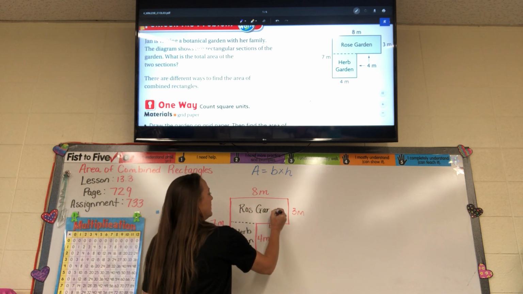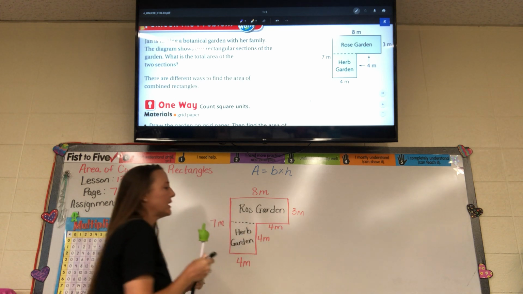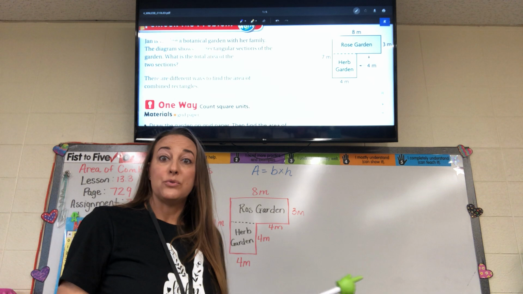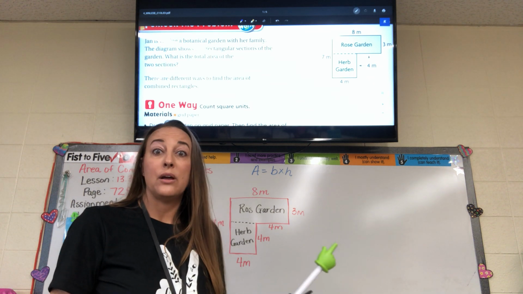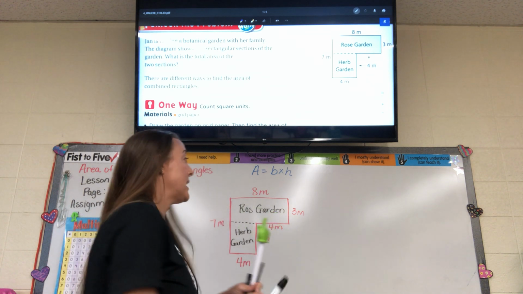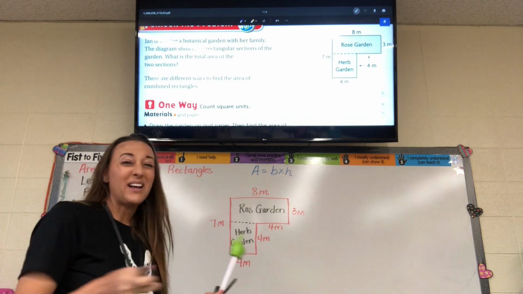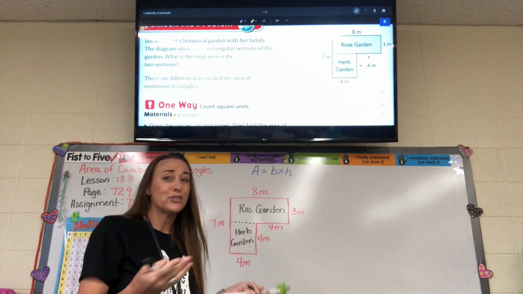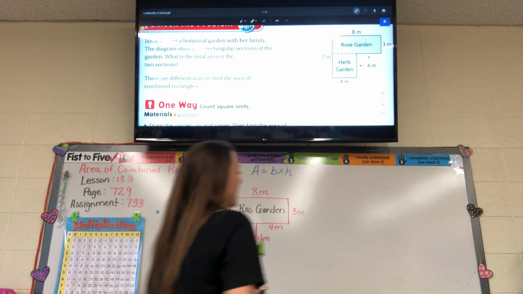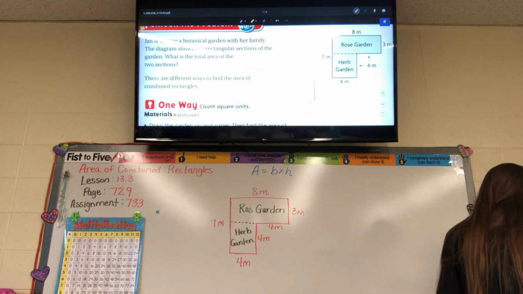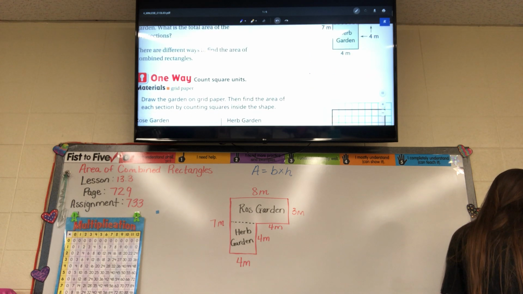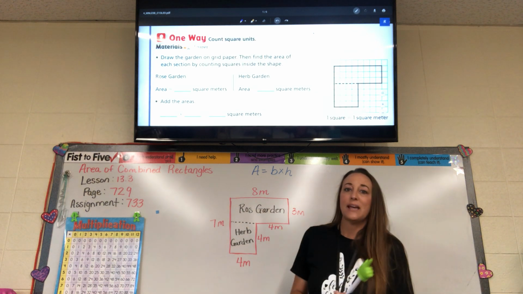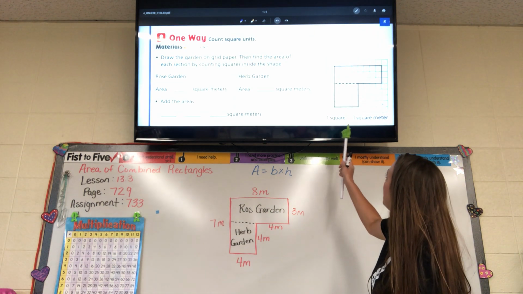So what we're going to have to do is find the area of the rose garden and find the area of the herb garden and then add them together. However, we've got to figure out what numbers to use, because if you notice, there's numbers all over this thing. One way you can do it is draw it on grid paper, which they have done for us here.